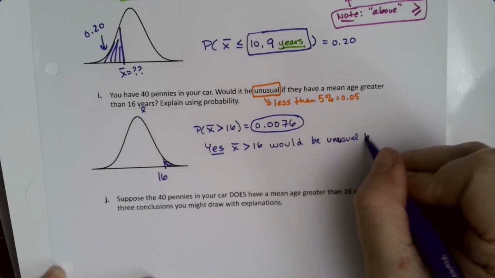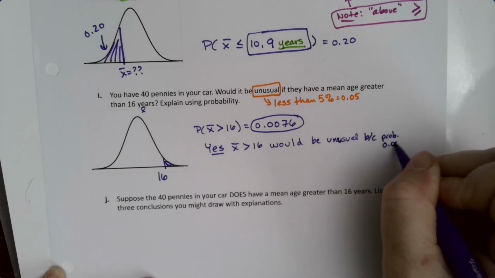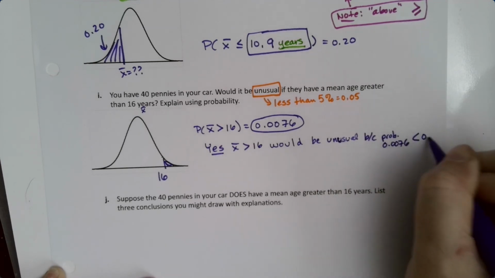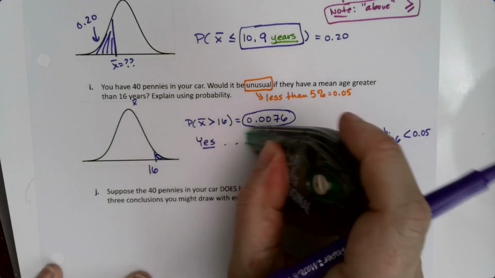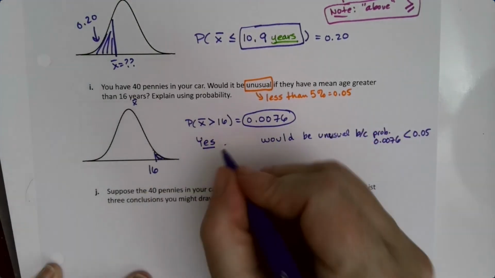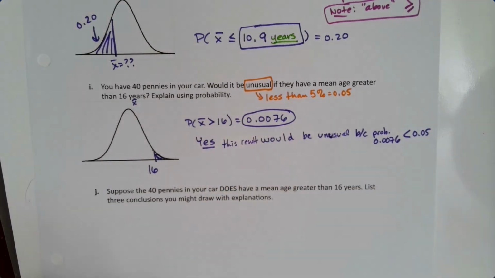Because the probability of 0.0076 is less than 0.05. You don't have to, by the way, say the x bar greater than 16. You can just say this result would be unusual if you don't want to get specific about it.